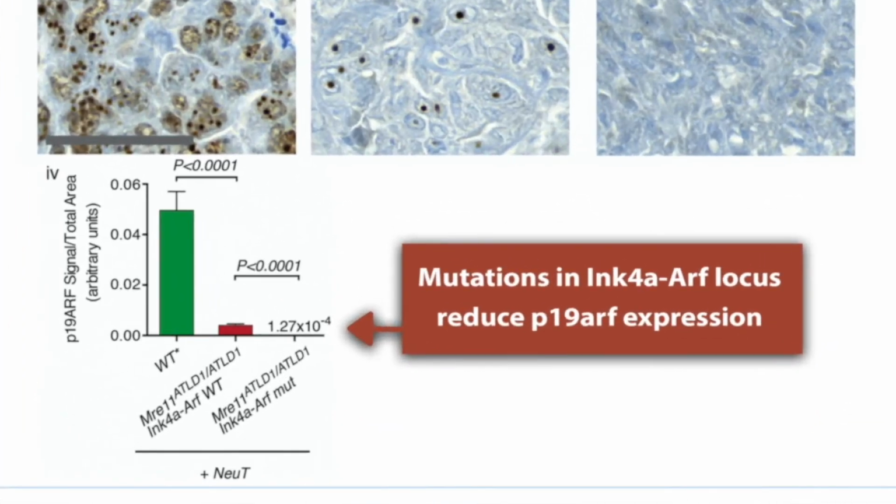So because of this, scientists created various frameshift mutations in the INK4A and TRP53 regions and tested P19ARF expression again in these mutants against the control. And after allowing tumorigenesis to continue, it was concluded from the data that P19ARF was selected against over time as oncogenes are activated. This is given by the waning levels of P19ARF expression in Mre11 mutated wild-type glands and Mre11 mutated glands with frameshift mutations in the INK4A locus.